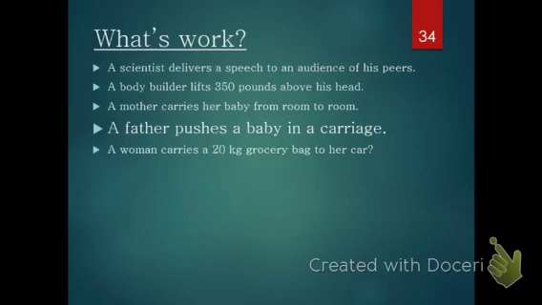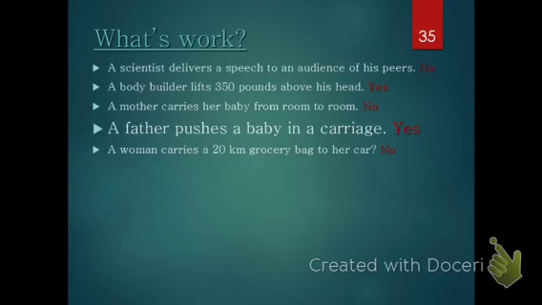A scientist delivering a speech to an audience of his peers, is that work or not? Okay, I want you guys to write in pencil whether you think these scenarios are work or not, and then I'll give you the answers in a few. So just take a few moments to go ahead. You might want to pause it. Go ahead, read the scenarios. Tell me if you think these scenarios are work or not. Okay, so I would pause it if I were you.